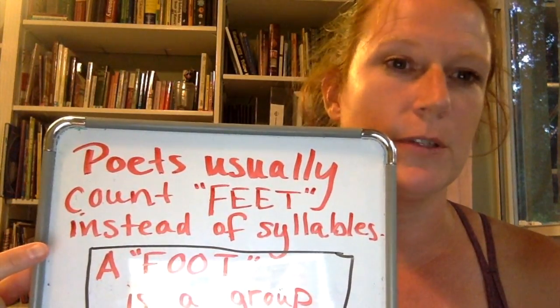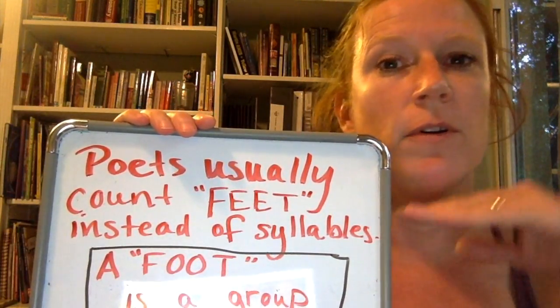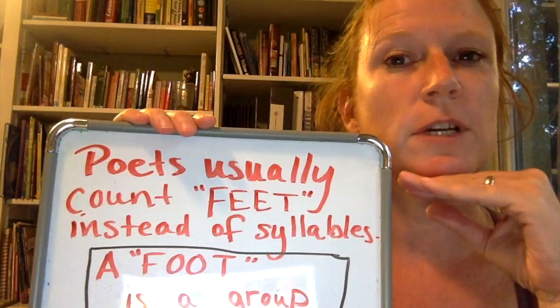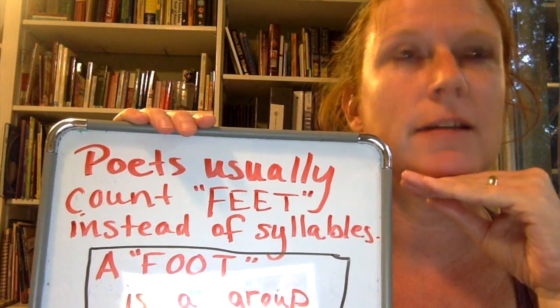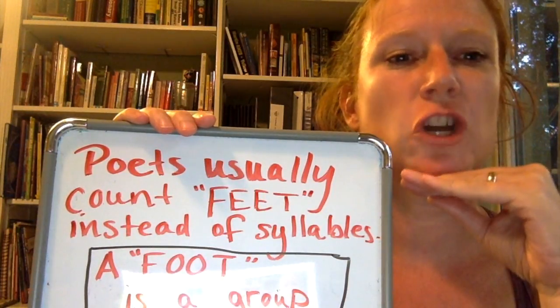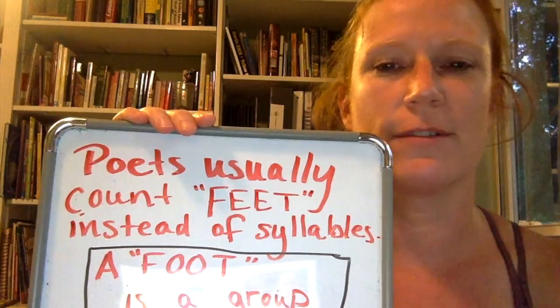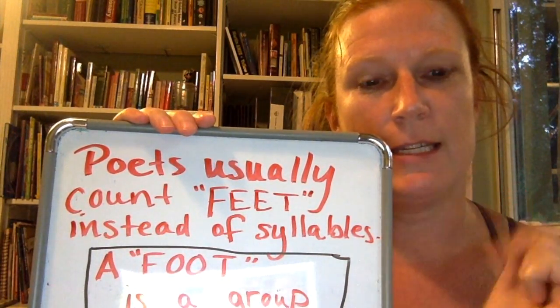instead of syllables. Well, you guys all know what a syllable is. Remember, when you were in grammar school, you put your hand under your chin and you counted syllables for a word, like lake, 1 syllable, sister, 2 syllables. Okay, you know what syllables are. Well, poets use feet to count.